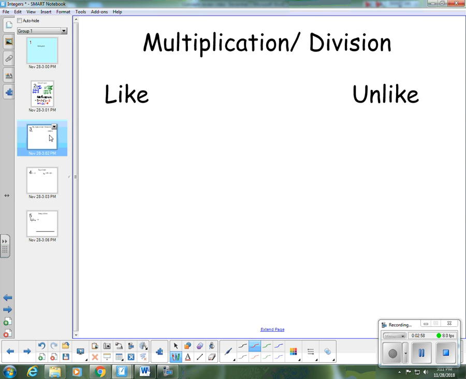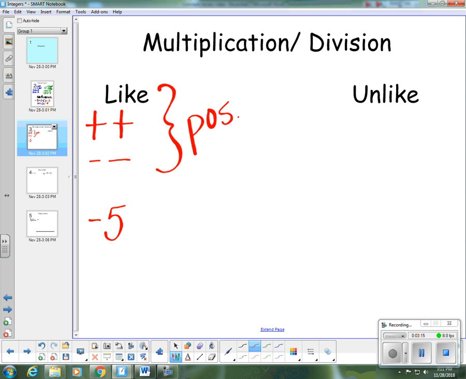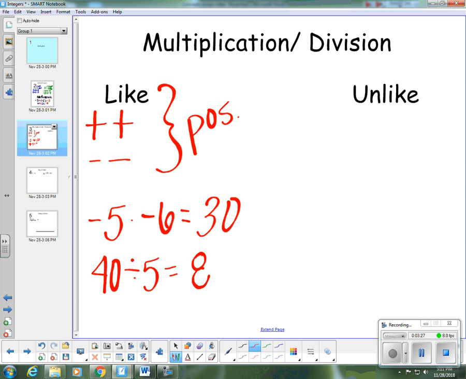Moving on to multiplying and dividing. Multiplication and division have the same rules. If it's like signs, and what I mean by that are both positive or both negative, it's always going to be positive. For example, negative 5 times negative 6 is 30. If they're like signs, if they're both the same, it's always positive. Another example would be 40 divided by 5 is 8.